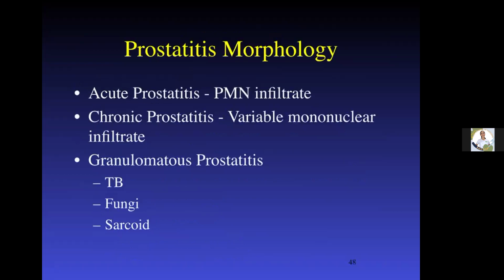In acute prostatitis, of course, just like in any other inflammation, the infiltrates are your polymorphonuclears or your neutrophils. In chronic prostatitis, you have variable mononuclear infiltrates. Your lymphocytes, your plasma cells, your histiocytes are seen in chronic prostatitis. You can also have granulomatous prostatitis, which is caused by tuberculosis, fungi, and sarcoid.